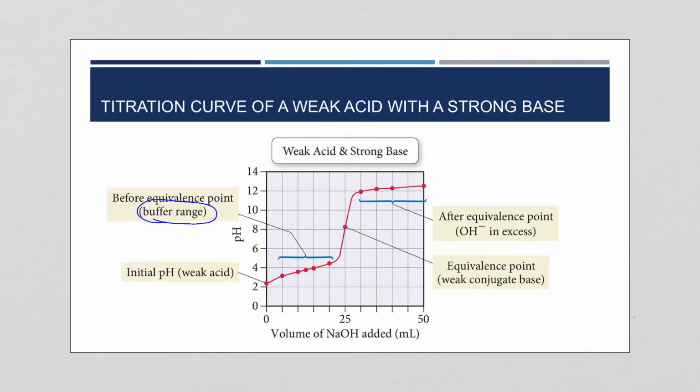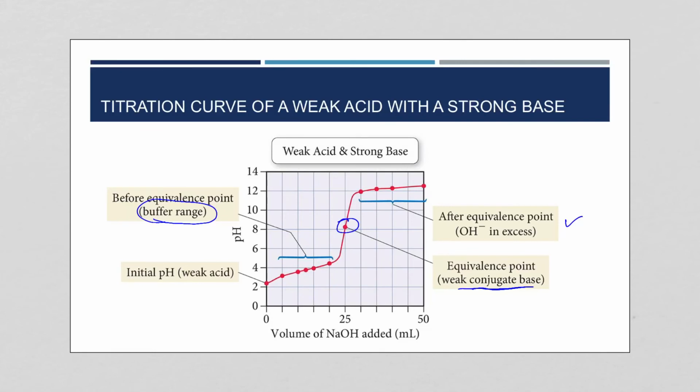Now at the equivalence point, notice the equivalence point is not quite as sharp here, the inflection. We have a little bit more slope there. But notice the equivalence point is governed by the weak conjugate base here. And so, not surprisingly, we have a basic pH. It's going to be typically somewhere on the order of 8-ish. And then after, it's going to be governed by how much excess hydroxide ion we've added from our strong base.